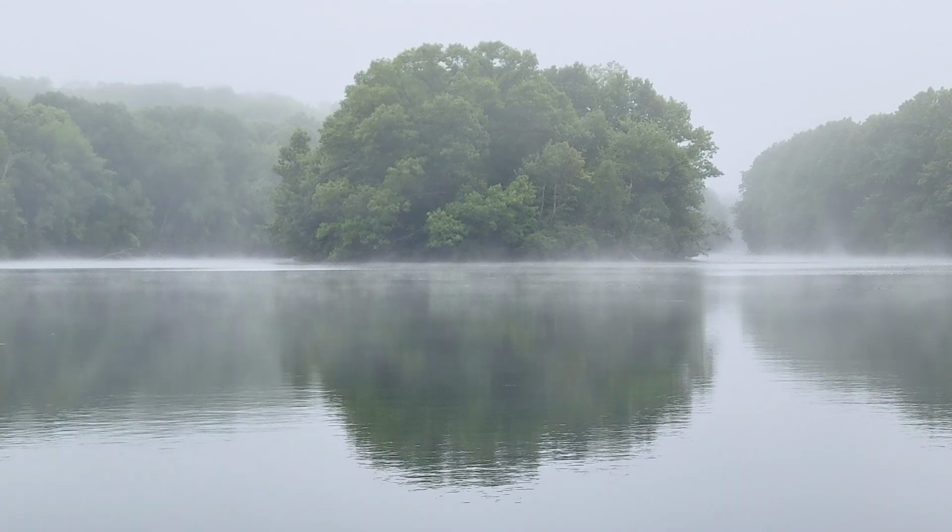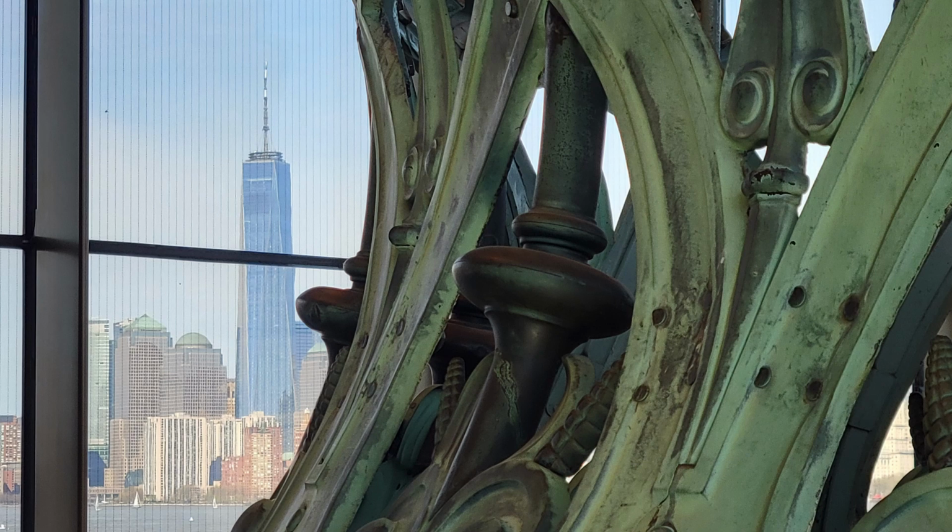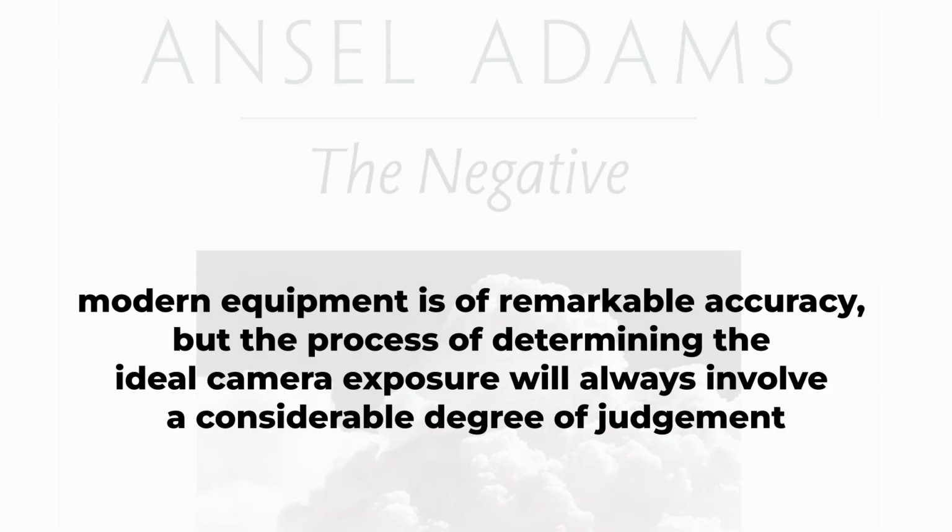Every picture I take on my phone uses the average scene method. It's fast, and though it might not make the optimum image, it's designed to avoid producing a disastrous one. If you've got a sensor with a huge dynamic range, especially if you're shooting in RAW, you still might get all the detail you need, even if that requires some extra time in post-production. Ansel says, modern equipment is of remarkable accuracy, but the process of determining the ideal camera exposure will always involve a considerable degree of judgment.